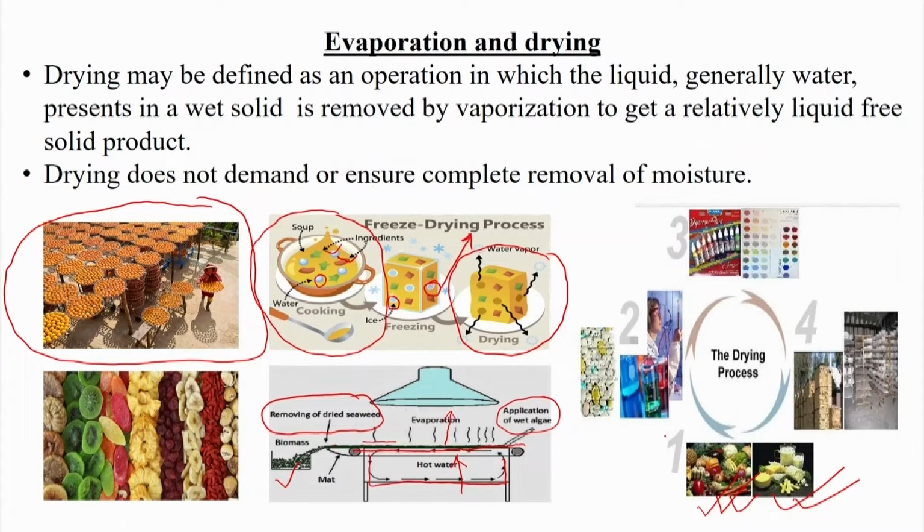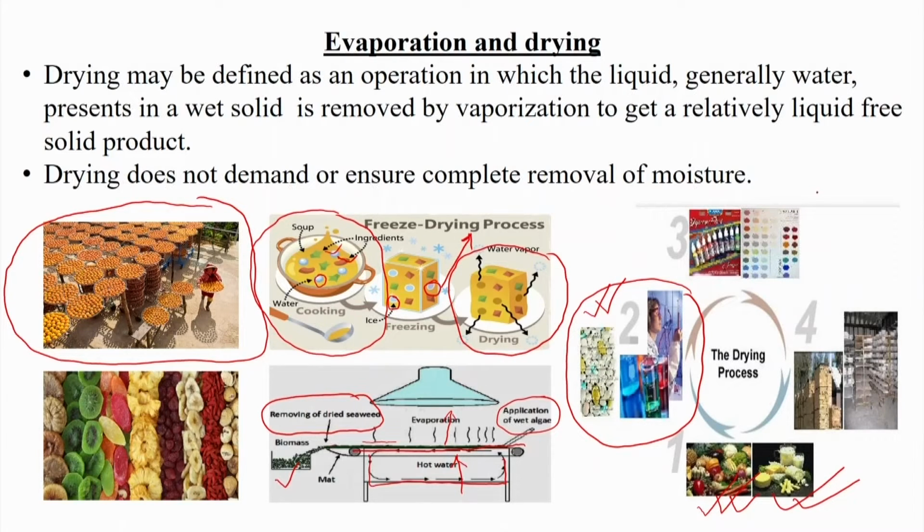In another application, many pharmaceutical products are also dried in controlled conditions. Suppose humidity is maintained at a particular value, and the product is dried over a long period of time. So, many drug items are also dried in the drying process.